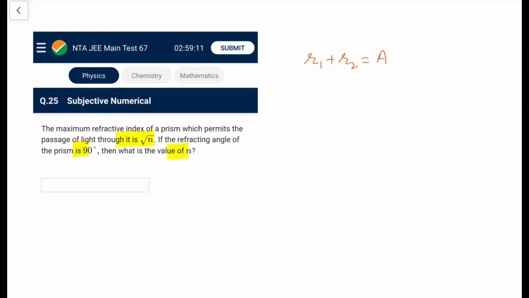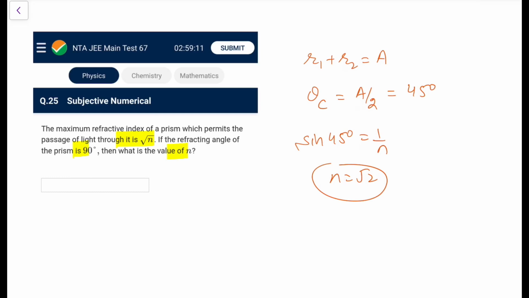All light should pass. That means neither of the angles should breach the theta c. That means for the limiting case, theta c would be A by 2. The limiting case, theta c is equal to A by 2, that is 45 degree, and corresponding to that theta c 45 degree, we have sine 45 is 1 by n, so n comes out as root 2, so the answer is going to be 2. That is the only viable thing that we can do.